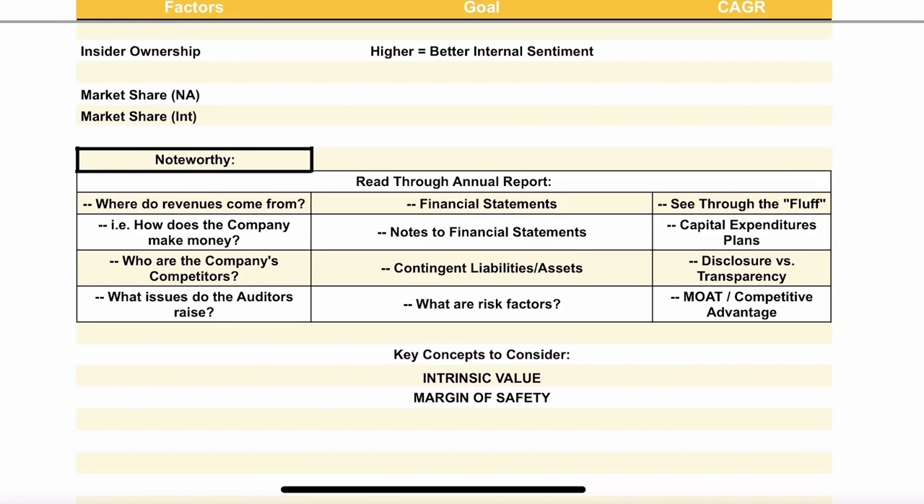Again, this has been really quantitative. We've looked at numbers, we've looked at trends. We're getting a picture of how the company is run, but it's so important that you actually read at least one annual report for the company.